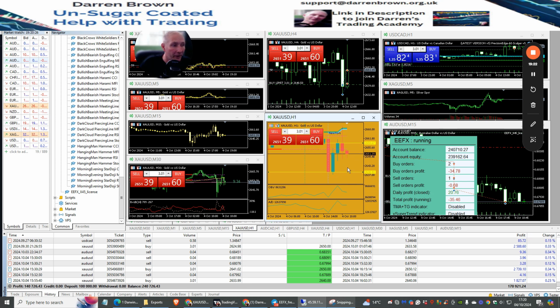If it doesn't fall, it doesn't matter. I'm not in danger, okay, because this is my support. If it bounces off and then goes back up, chances are it's going to bounce back up to about 2650. So I'm going to get into profit. Remember, this is an hourly window I'm looking at, so you're going to get more movement in an hourly window than you are in a daily window.